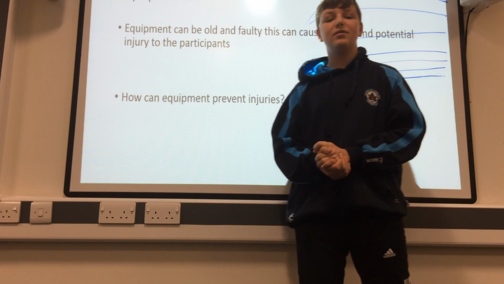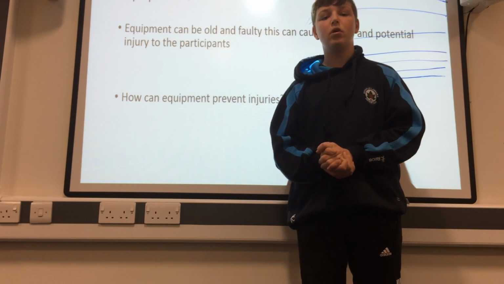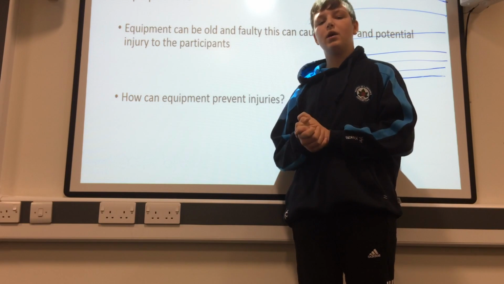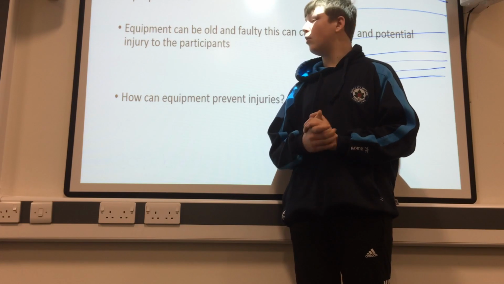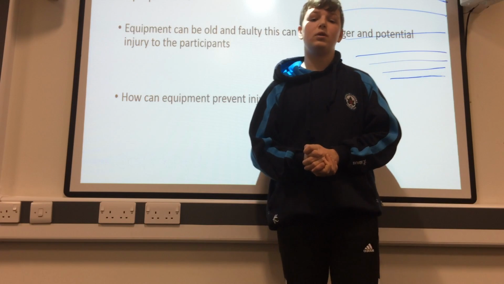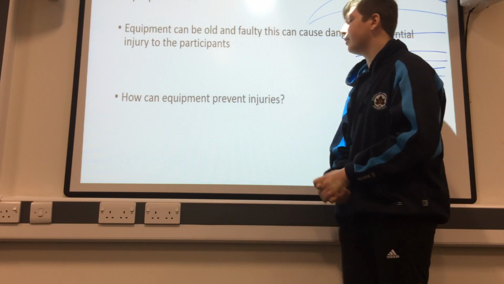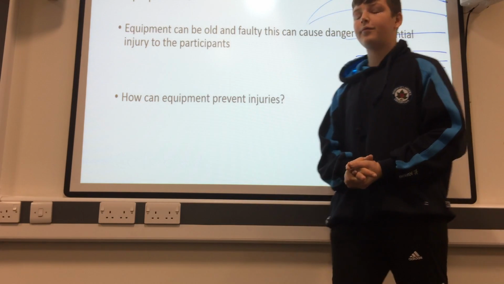And also you want to be using the correct equipment for the correct sport. For example, you don't want to be wearing a rugby scrum hat when you're playing cricket, when you're batting, because it won't protect your skull properly, and if the ball hits you in your head, you're more than likely to get a fractured skull. Now, how can equipment prevent injuries?